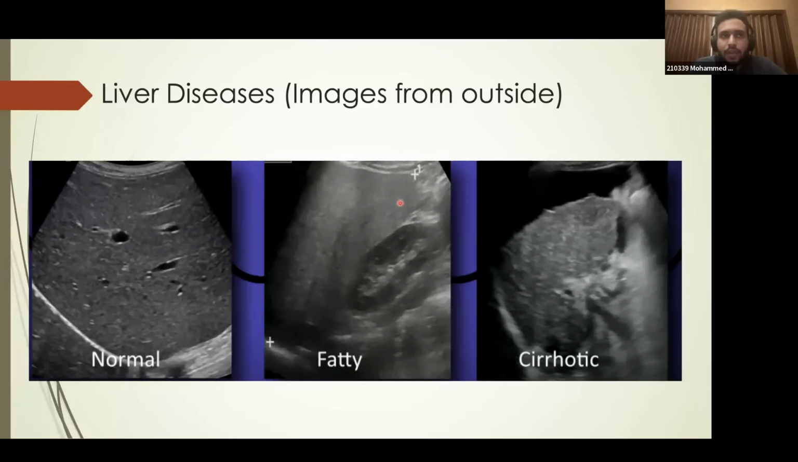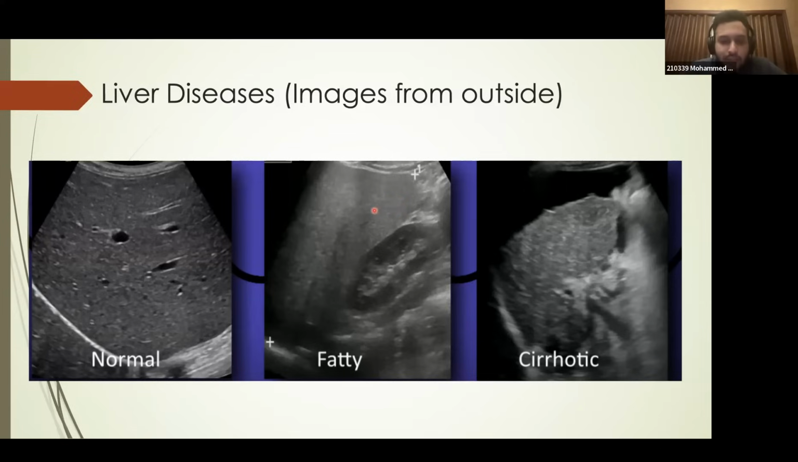Now, what happens in fatty liver is something called steatosis. Okay, steatosis is basically where the hepatocytes, the liver cells, accumulate fat. This could be due to, for example, alcoholic steatosis. This could be non-alcoholic steatosis, which is basically due to diet, okay, and stuff like that. So in this case, it's a fatty liver.